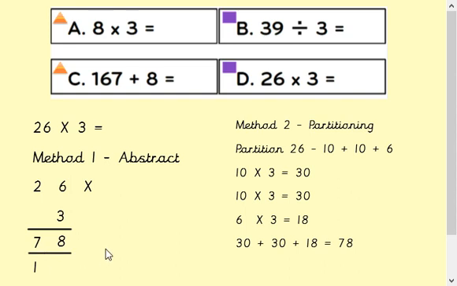We could, if we wanted to, try using partitioning. So if we were going to partition 26, I would have said probably the best way would be to make it 10, 10 and 6. We then would need to multiply each of those partitioned bits of the number by 3. So 10 times 3 would be 30, 10 times 3 would be 30, and 6 times 3 would be 18. We then, of course, would need to recombine the numbers. So 30 and 30 is 60, plus 18 would be 78. And we can check back to make sure, if we wanted to, that it matches our abstract method.